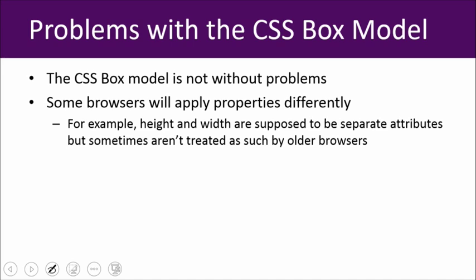So there are a couple of problems with the CSS box model, and it's that some browsers are going to apply properties differently, right? So height and width are supposed to be separated attributes, but sometimes they aren't treated as such by older browsers. You aren't going to really stumble into this problem too often, but if it does happen, you definitely want to be aware of it, and you want to make sure that you're ready to handle it in your code, right?